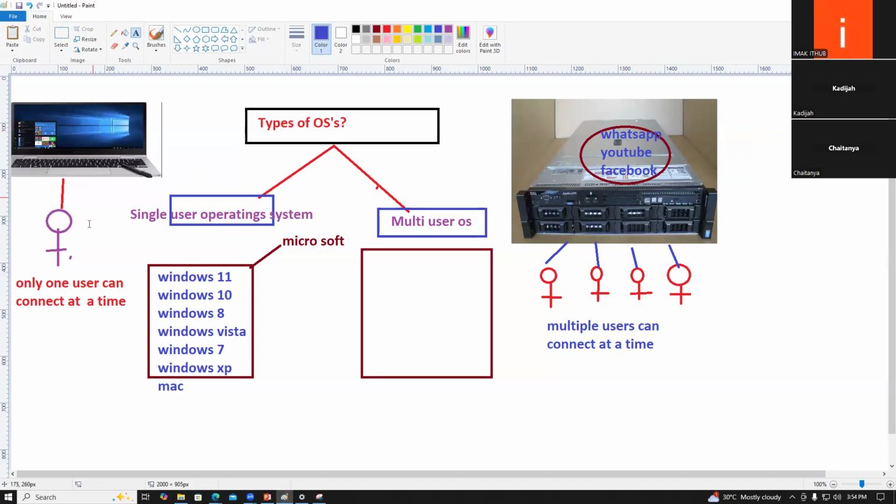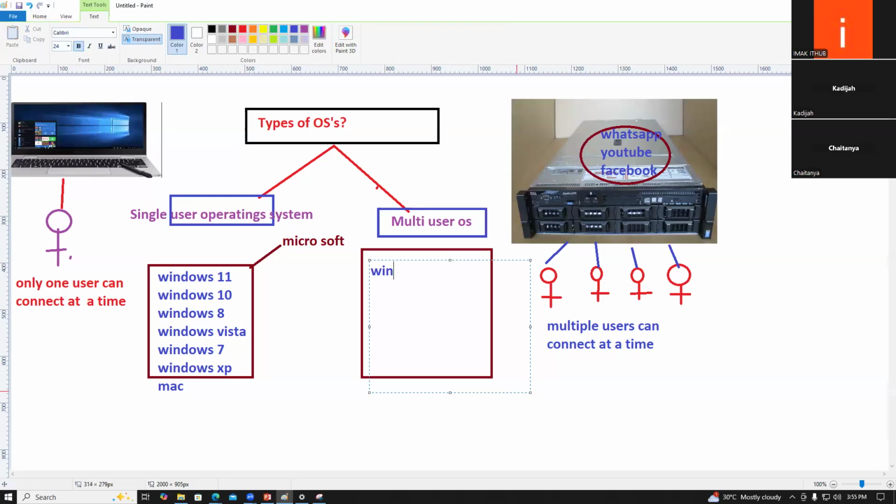You are only connecting this laptop, right? So we don't need this much hardware. But multiple people are connecting to this hardware, so definitely we need a high configuration on this server. Okay, understood? So what are the OSs developed for the multi-user operating systems?